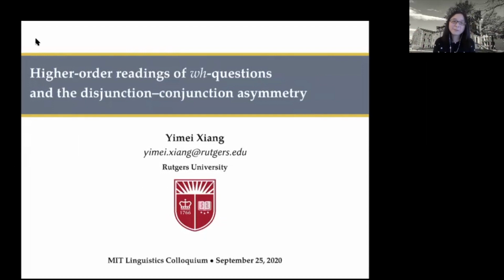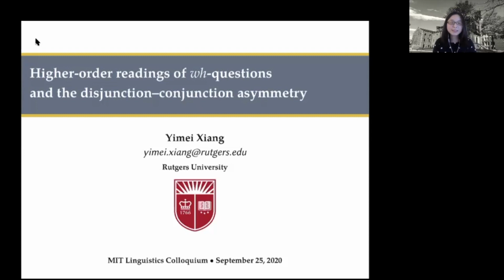It's a great pleasure to have this reunion with the Cambridge community. In this talk, I'll present about high-order readings of depth questions, and ultimately, I'll talk about asymmetry between disjunctions and conjunctions in these readings. The majority of this talk is based on a paper to appear in Natural Language Semantics, even though this paper is already in print, but I still feel that many of the issues are new to me. So I look forward to hearing your questions and comments.